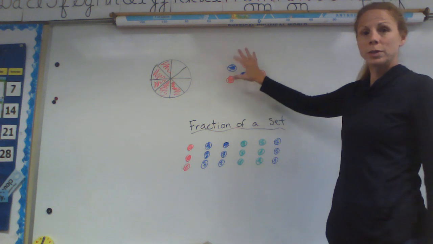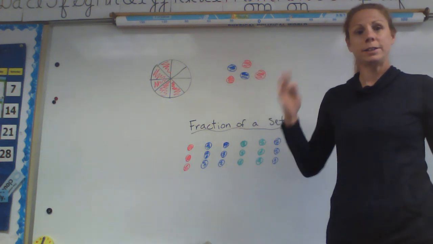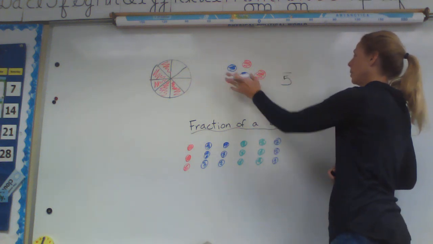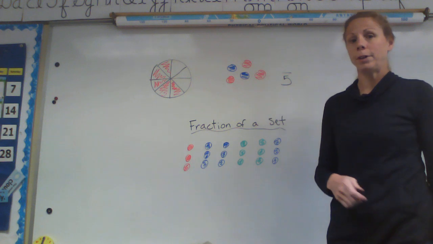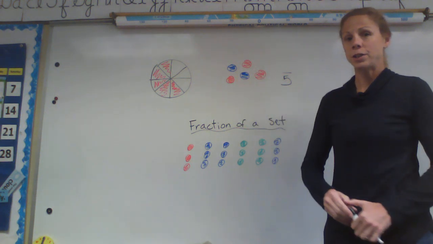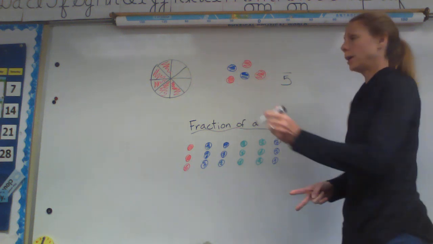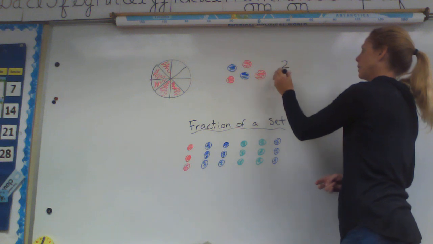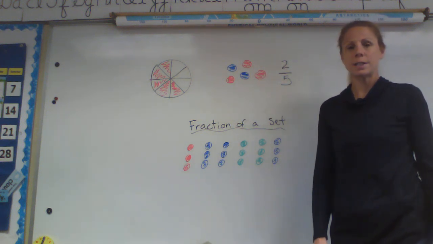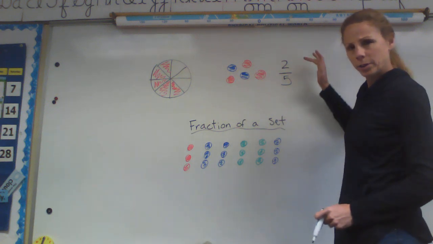We have some circles here, and how many total circles we have is the bottom number of the fraction. Okay, it's how many parts in our whole group. There are 5 parts. If I said what fraction of these circles are blue, we'd say 2, which would go on top. 2 out of the 5 are blue. So 2/5 are blue.